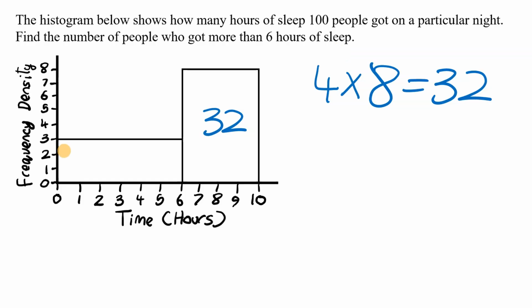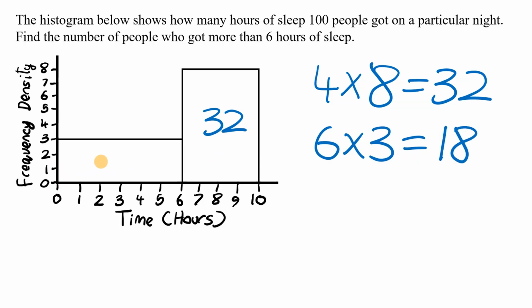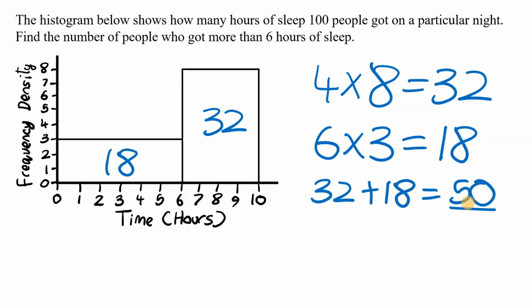However, if you look at this bar here, if we figure out the area of this bar, it's between 0 and 6, so the width is 6, and the height of the bar is 3. So it's 6 times 3, which is 18, okay? Now, if you do 32 plus 18, this is equal to 50. So this is the total area of this histogram. However, you can see that there are 100 people in the data and we only have an area of 50. In this case, the area of the histogram is not equal to the frequency.